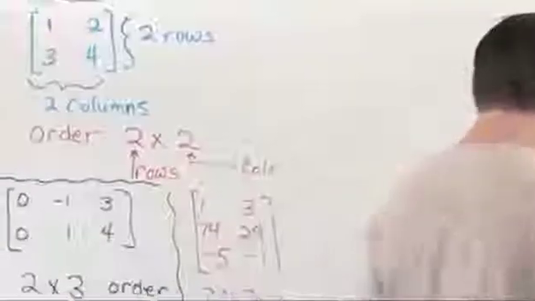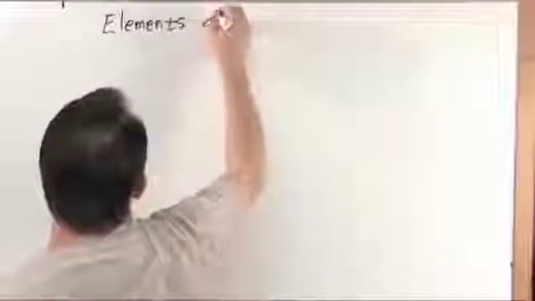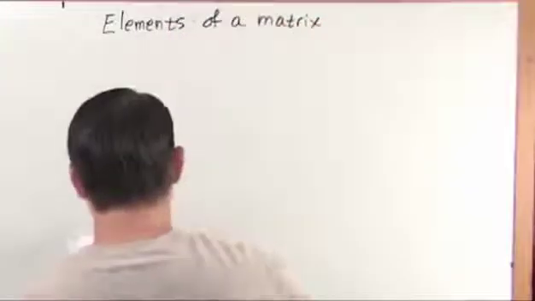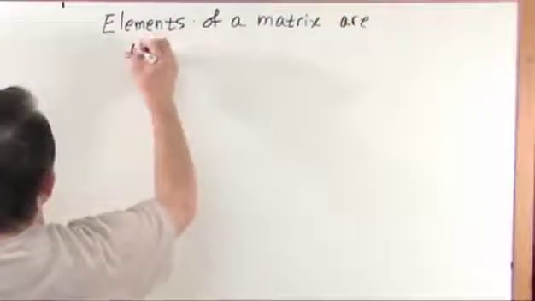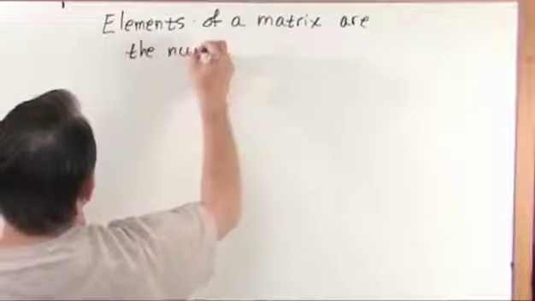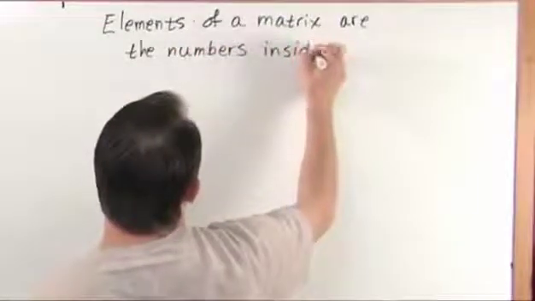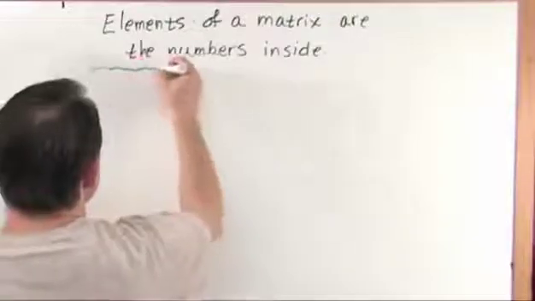Okay, so the elements of a matrix are the numbers inside. Okay? The numbers inside, okay? So, let's go ahead and draw that. The easiest way to do this is by example.